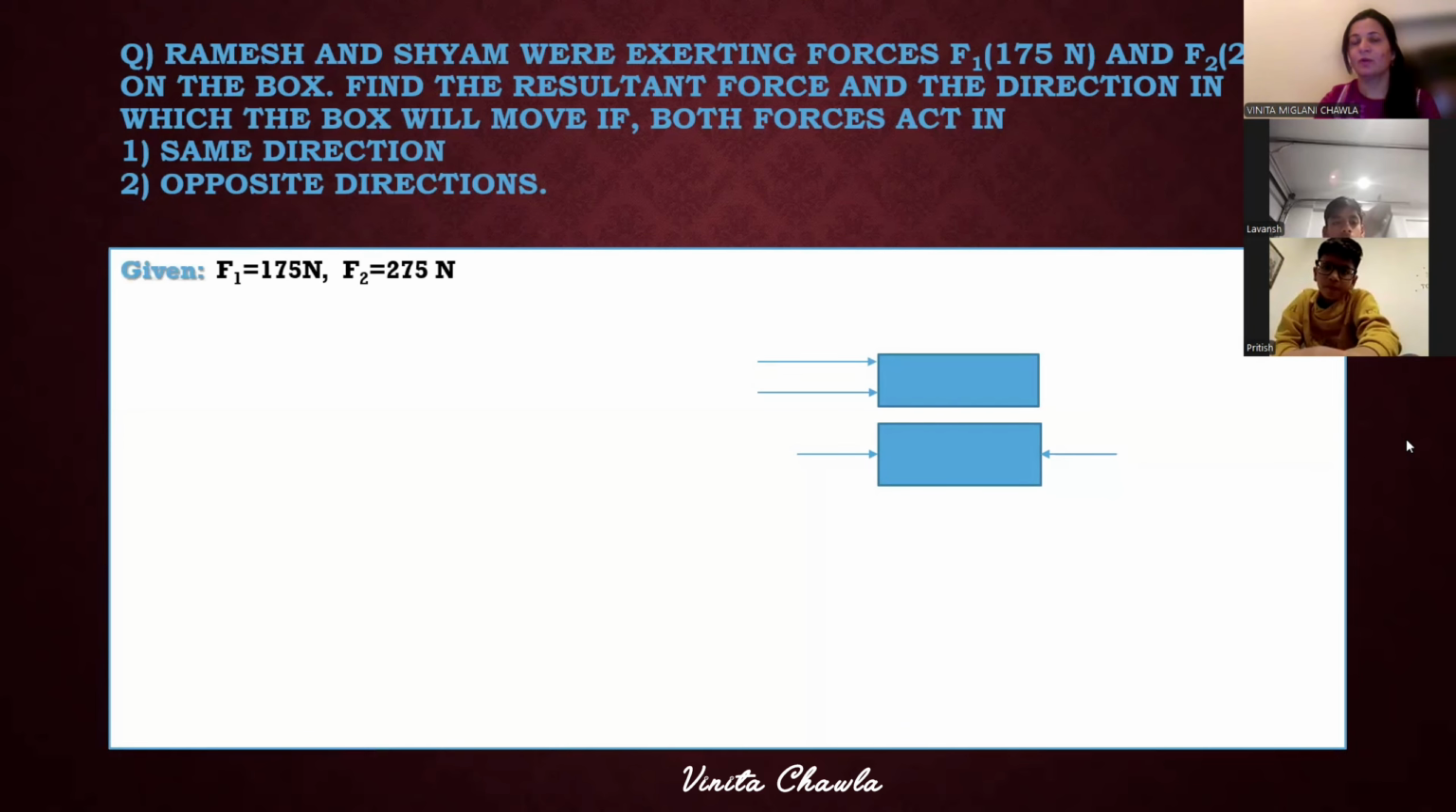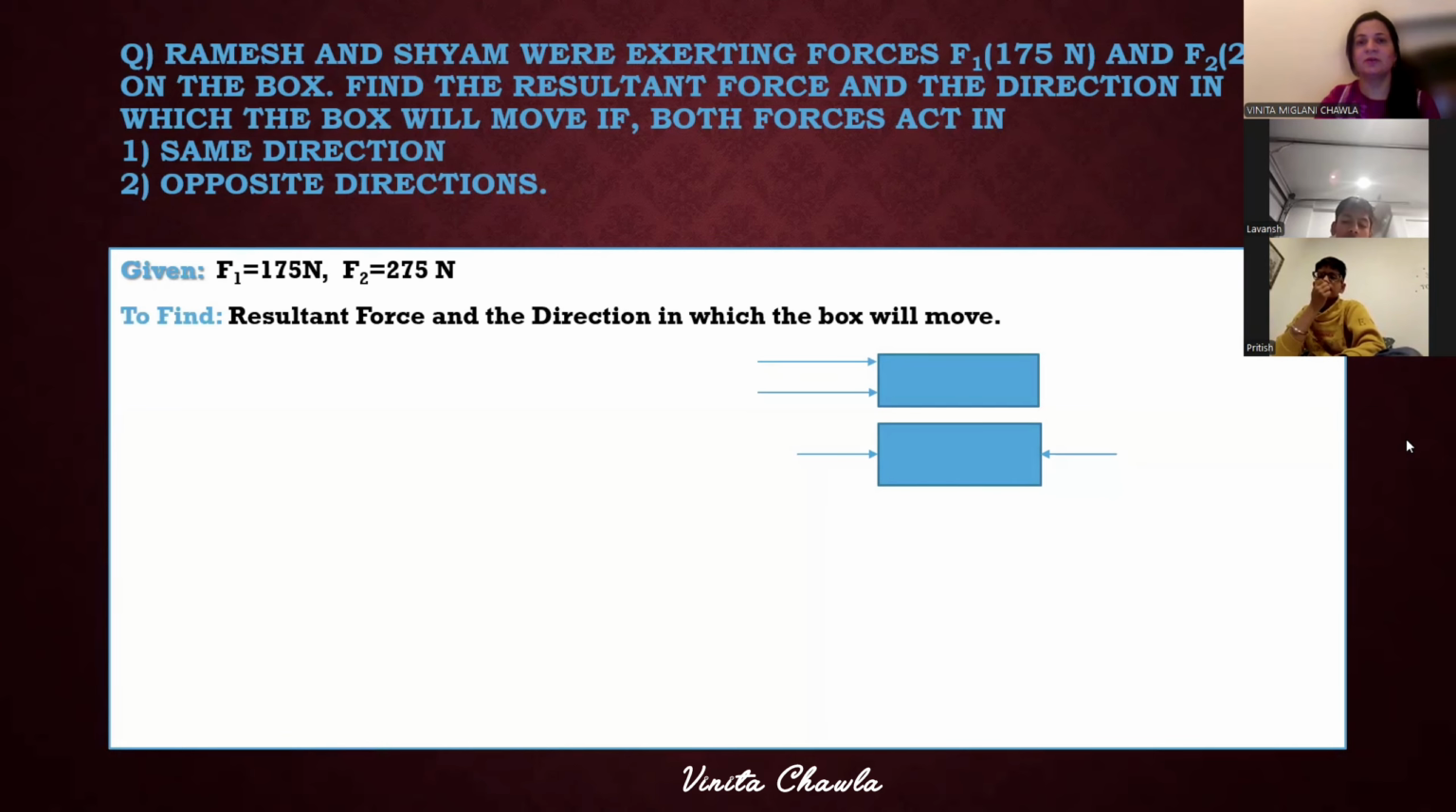Okay, the two forces they are exerting on the object. One is 75 Newton, and the second force which Shyam is exerting is 275 Newton. And the question is that we have to find the resultant force and the direction in which the box will move. So first we'll find the resultant force. Resultant force is the magnitude of force, and the direction in which the force is acting is the direction of the greater force, right? It is the direction of the resultant force. And the box will move in the direction of the greater force.